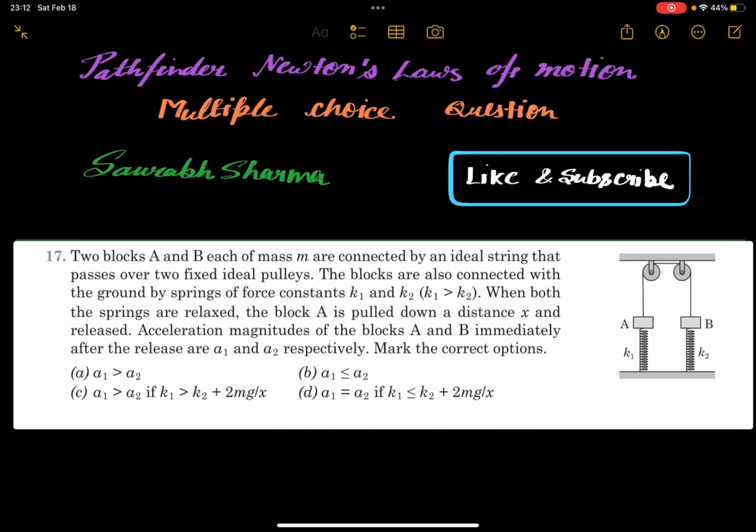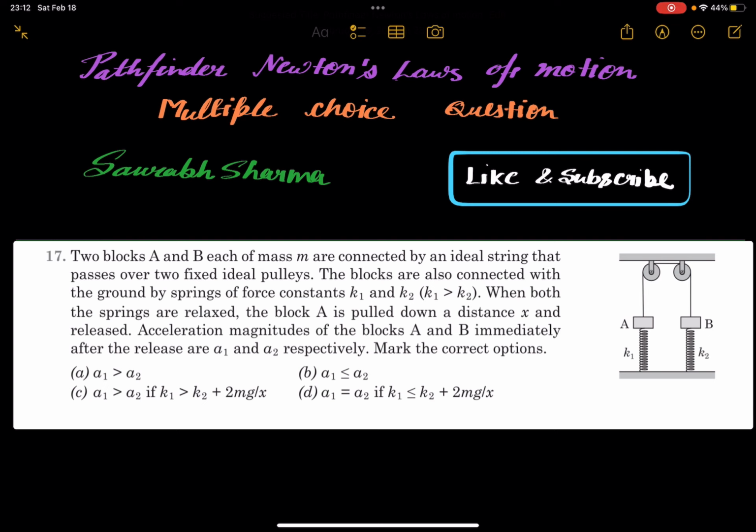Hello friends, I am coming with question number 17 of Pathfinder Newton's laws of motion. What is the wording of this question? The question says that two blocks A and B, each of mass m, are connected by an ideal string that passes over two fixed ideal pulleys.